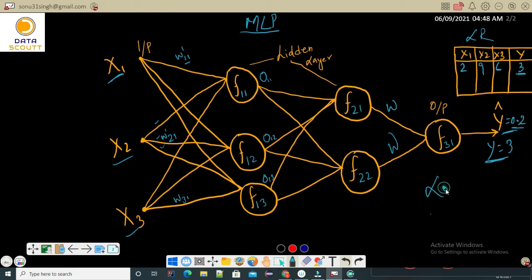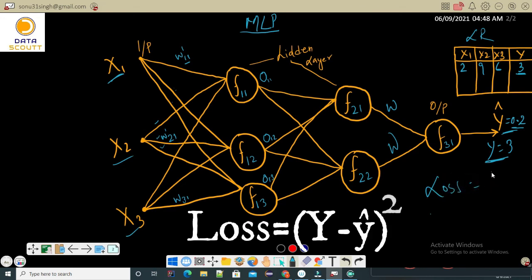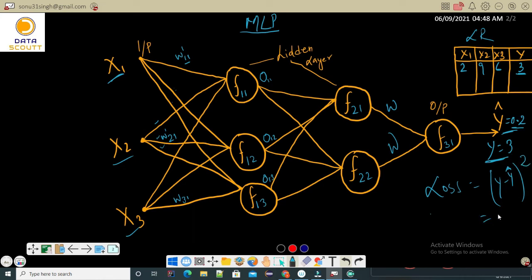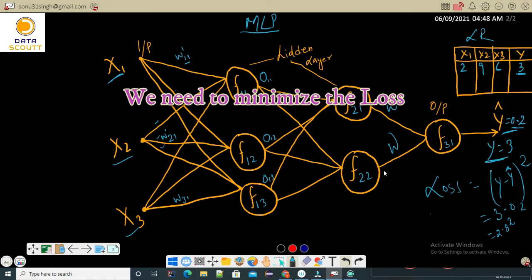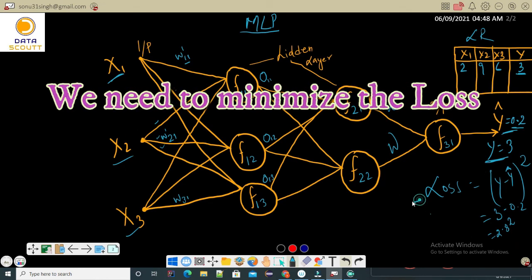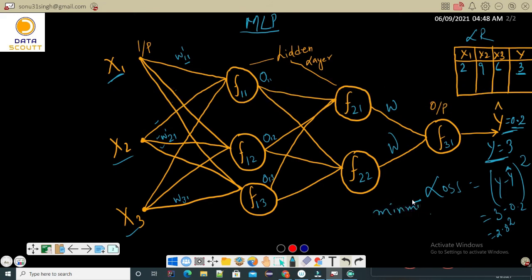So if I just say loss is nothing but (y minus y hat) whole square. We are using whole square to negate the negative sign. So 3 minus 0.2 is nothing but 2.8 square, right? So we are this much far away. So what will happen in our next videos, we will see how we can train our model so that we can minimize this loss. So our aim should be to minimize this loss so that our y hat can be near to y.